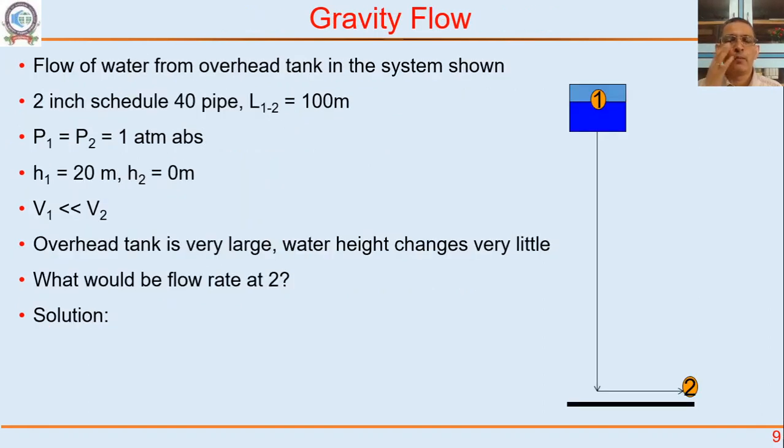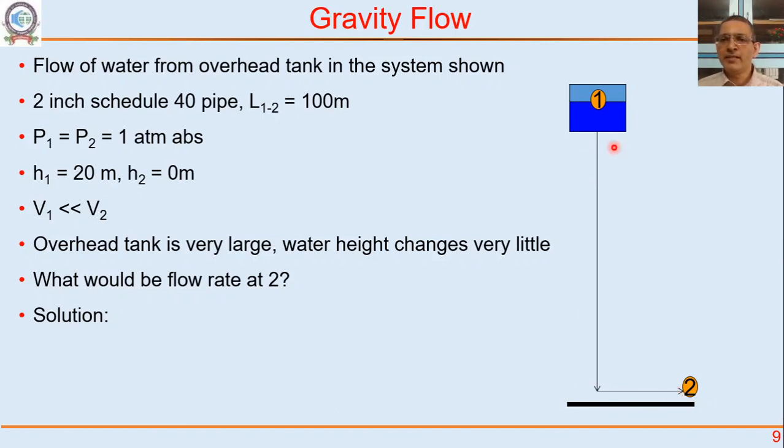Let's take another problem. Sometimes the flow of fluids is by gravity. So here is one problem. There is no pump used now. So let's say we have transported water to the overhead tank. Now people are using this water in their building, in their house. So water comes from the overhead tank. So this is the overhead tank. Water comes down and it comes to this person using this water. Let's call this location 2.